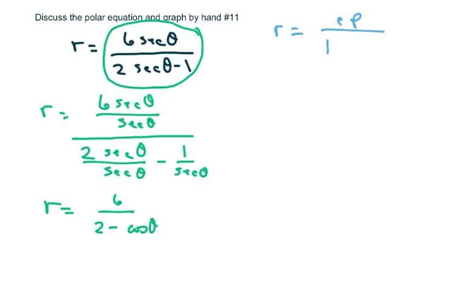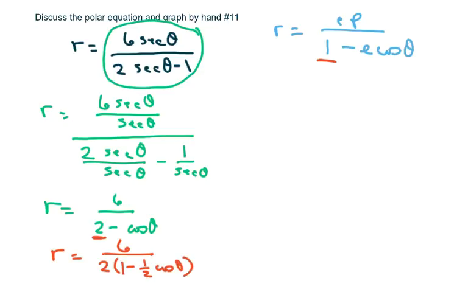Now we know this is cosine, and it's a minus here. So we have 1 minus e cosine of theta. So it's not in proper form because of this 1 here, and this is a 2. So I'm going to further simplify this, pull out a 2. So this will be 1 minus 1/2 cos of theta. Now the 2's will go into 6 3 times. So there's your final equation: 3 over 1 minus 1/2 cosine of theta.